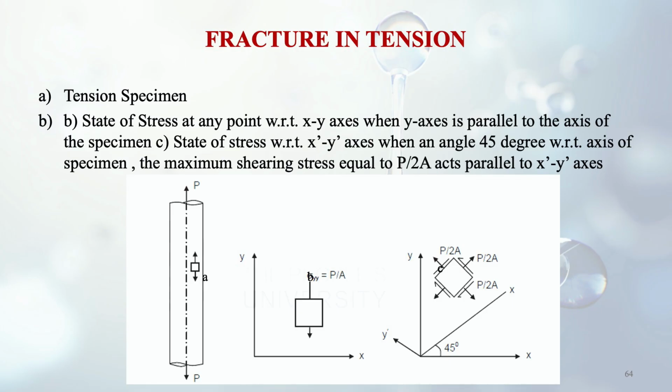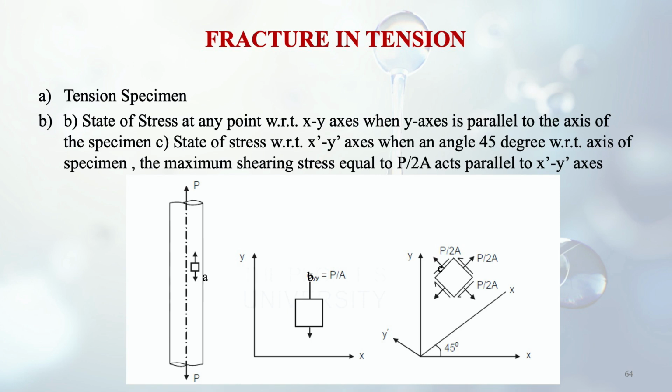So here we see the figure A is the tension specimen itself, and B is the state of stress at any point with respect to the XY axis. There are two axes we are seeing here in the figure, X and Y. So it is giving the state of stress. And the Y axis is parallel to the axis of the specimen in case of figure B.